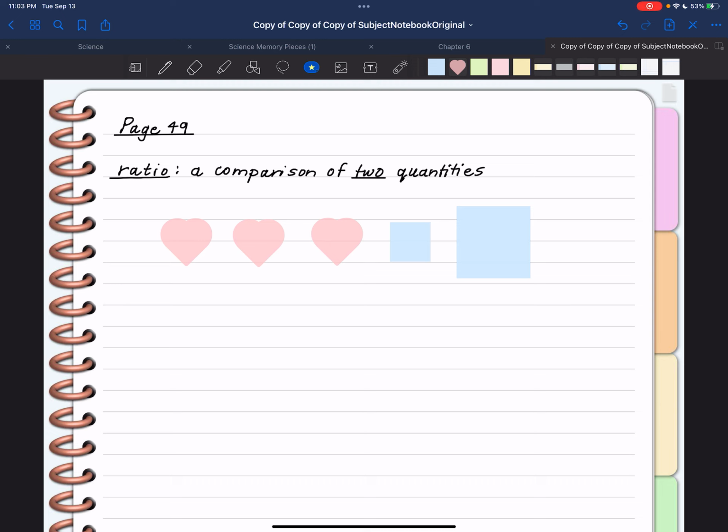Okay, so let's look at some ratios with these shapes. You can also compare on the basis of color. So I could compare pink items to blue items. I could compare hearts to squares. I could compare large squares to small squares. I could compare hearts to all items. There are a lot of possibilities for this. So looking at this example, let's start off with the ratio, the comparison of hearts to squares.